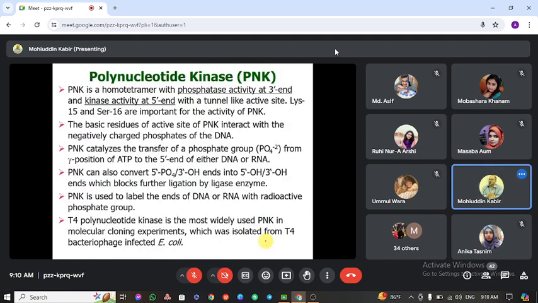The next enzyme is polynucleotide kinase. I stop here today. I'll continue in the next class from this slide.